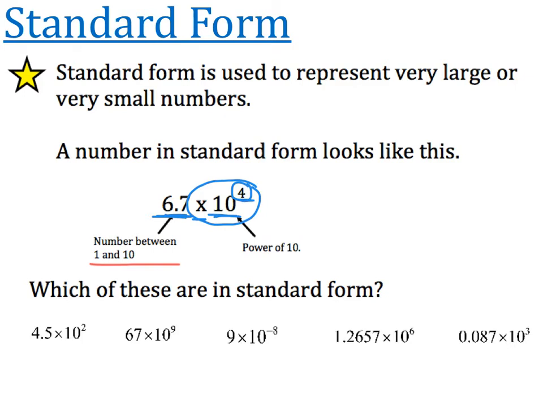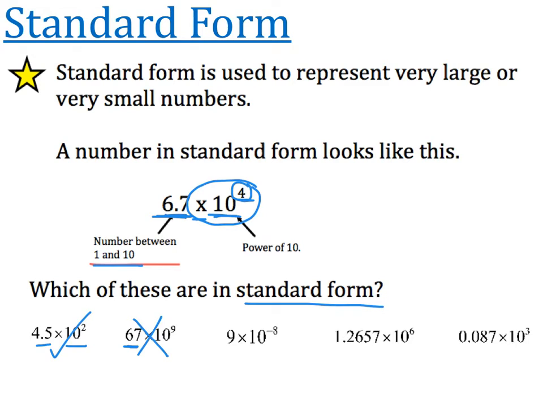So we've got some options down here. It says, which of these are in standard form? Let's look at this first one. The first one says 4.5. 4.5 is between 1 and 10, so that sounds good, and it's also times by 10 to the power of 2. Yep, that's great. That's definitely in standard form. The next one says 67 times by 10 to the power of 9. Well, 67, is that a number that's between 1 and 10? No, that's definitely not. So that one is not in standard form.